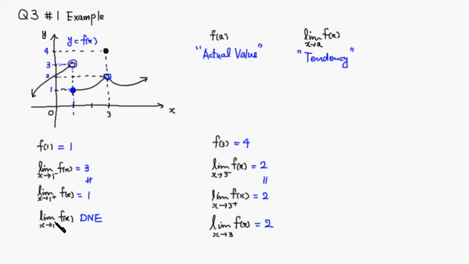If you have no sign, it means that you approach from both sides. So you have to look at the left-hand limit and the right-hand limit. If they are different, then the limit does not exist. If they give you exactly the same number, then that number is going to be the limit.